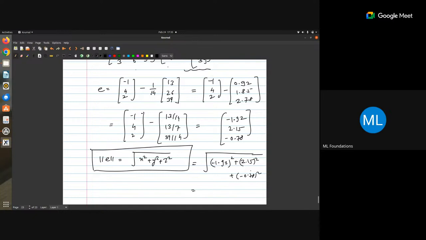It's coming around 4 and 5, so the square root is around 2.5 or something. If you approximate 1.92 as 2 square, this also around 2 square, and this 1 square, then it's 4 plus 4 plus 1. Still it will come close to 3, it will not go to 6. You just check your calculations. 2.88, right, yeah.